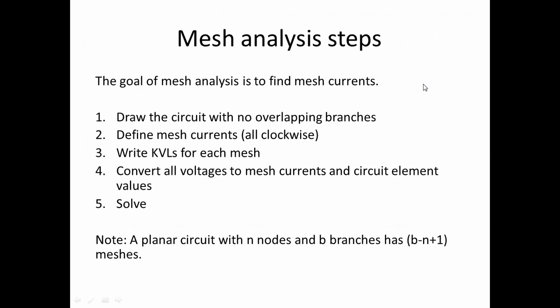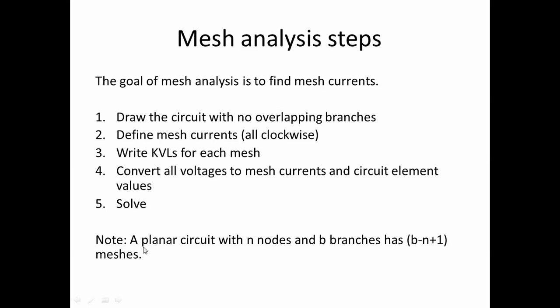Here are the systematic steps of doing mesh analysis with only voltage sources. Just quickly revising: draw the circuit with no overlapping branches. Define mesh currents, all clockwise. Write KVLs for each mesh. Convert all voltages to mesh currents. Incidentally, I combined steps 3 and 4 in doing the analysis. You should also be able to do that over a period of time once you get used to solving such circuits, and then solve.